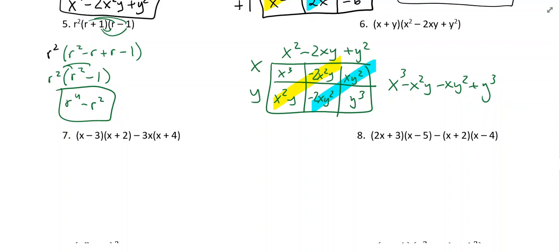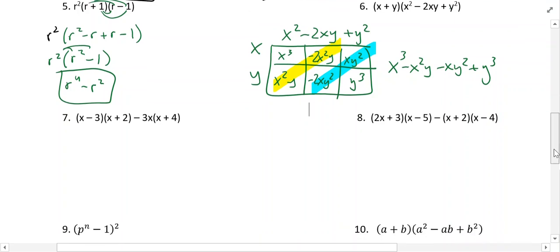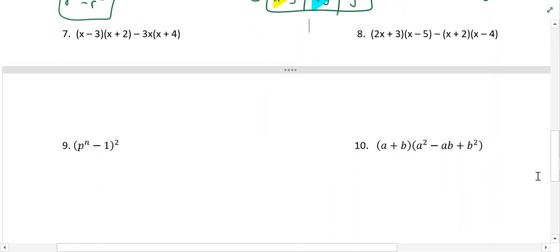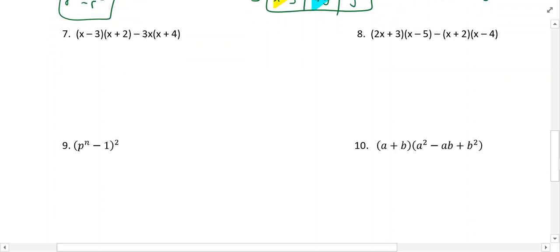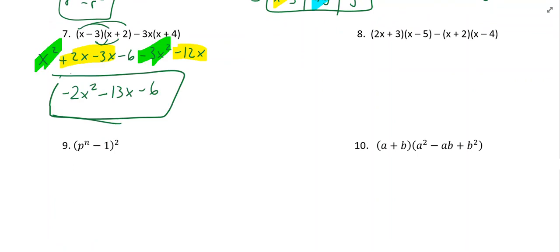All right, for this next problem here, number 7, you want to make sure that you're doing these two parentheses first, and then you're distributing this negative 3x to this next set of parentheses. So go ahead and pause the video and try that problem. All right, so when we distributed, we got x squared plus 2x minus 3x minus 6, and negative 3x squared minus 12x, and then I combined my like terms, and so I got negative 2x squared minus 13x minus 6.